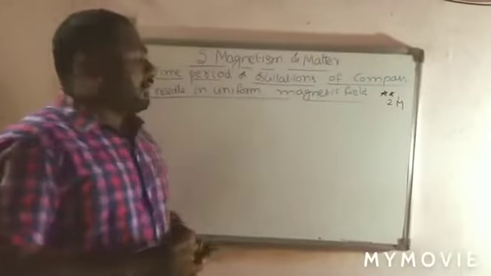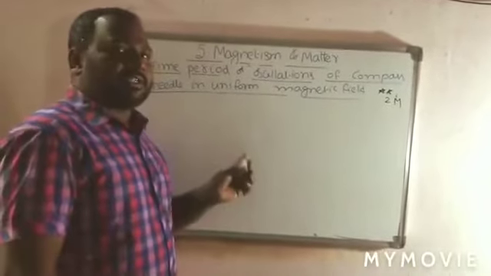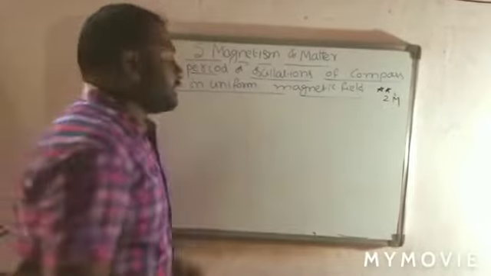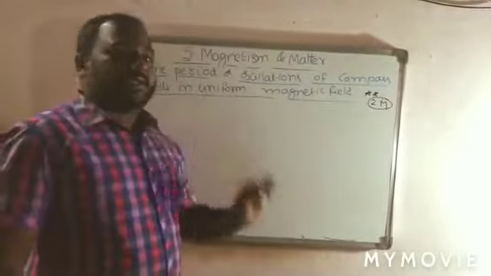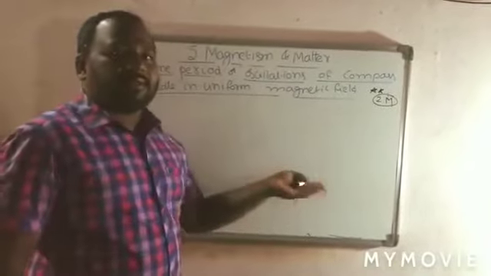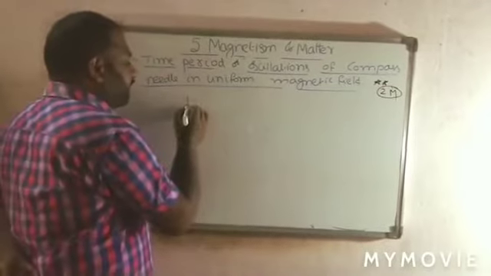Now see the formula for the time period of oscillations of a compass needle which is placed in a uniform magnetic field. This is important. 2-mark question. Very, very important. Previously, we derived this when a compass needle is placed in a magnetic field. What is the magnetic field?